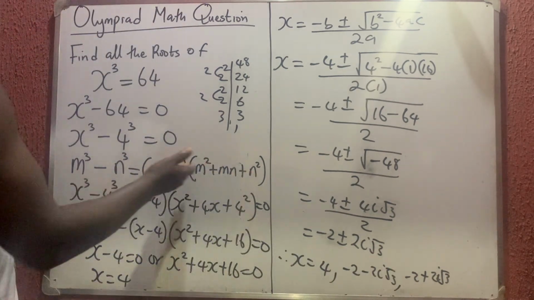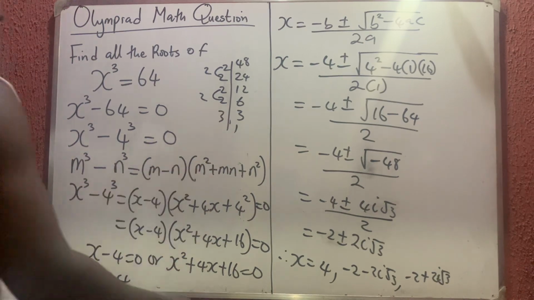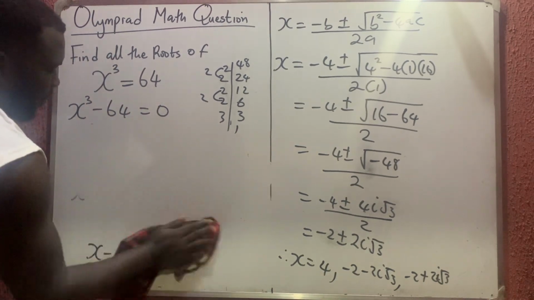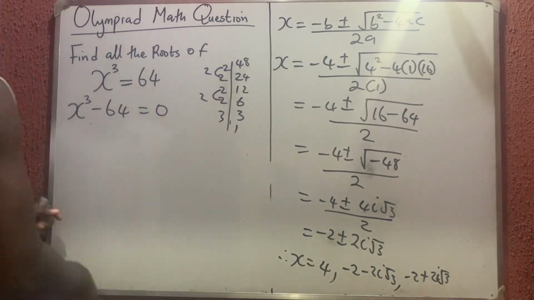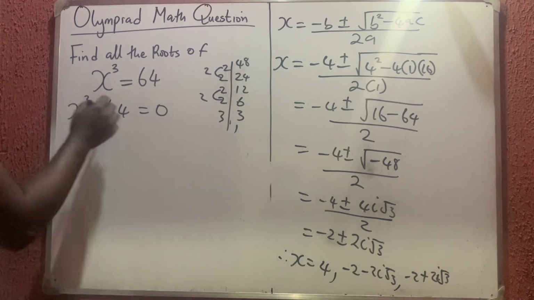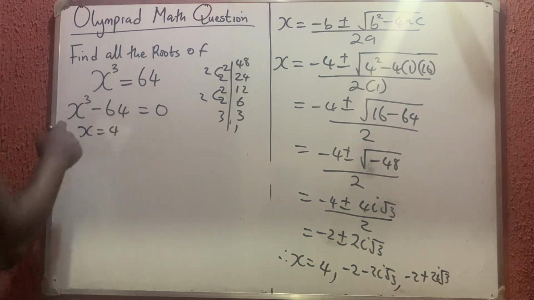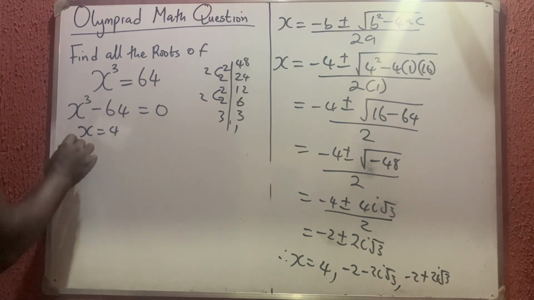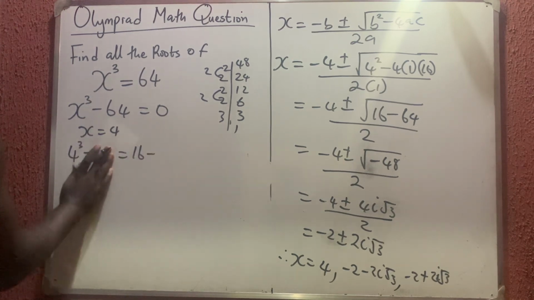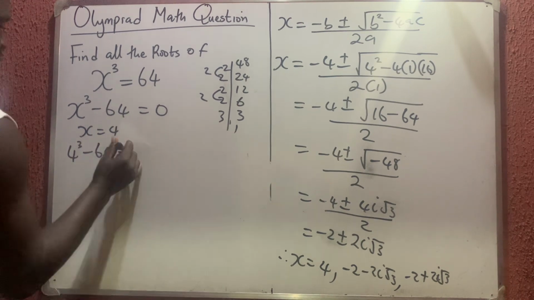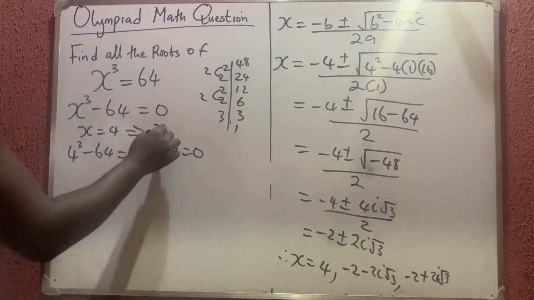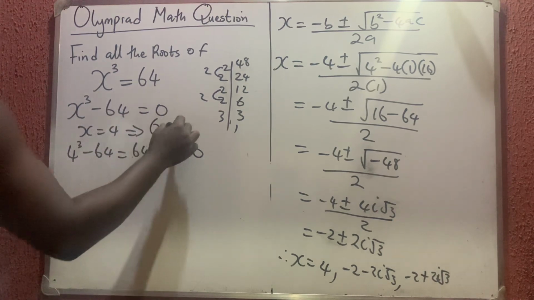Now if you don't know that this will give you this, there's another method you can use to solve it: the normal polynomial method. We know that obviously the only thing that can give us 0 here is when x is equal to 4. If you check it out, 4 raised to power 3 is 64, so 64 minus 64 is 0. So this implies that x minus 4 is a factor of this equation.